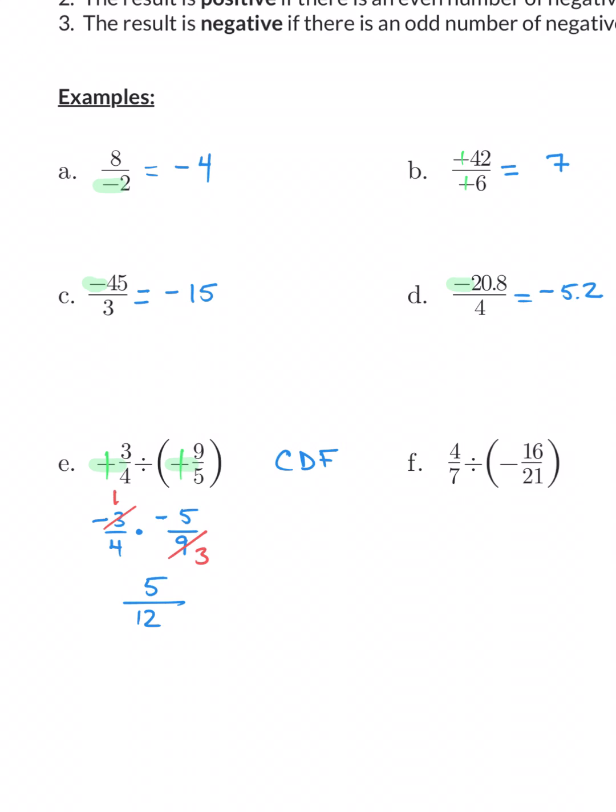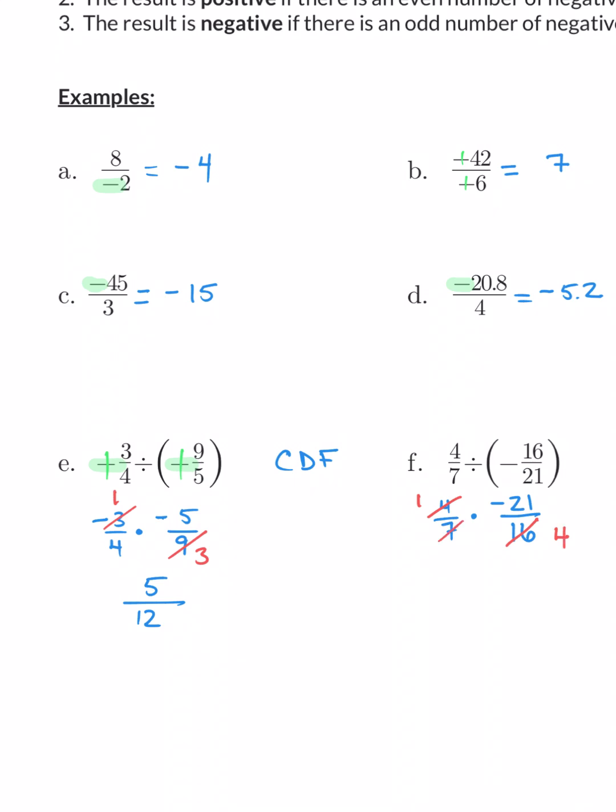For example F, we're going to do the same procedure. I'm going to start with my copy dot flip. I get 4/7, copy the first fraction, dot, flip the second one. I get negative 21/16. I want to cancel common factors. 4 and 16, the greatest common factor for 4 and 16 is 4. If we divide both by 4, I get 4 divided by 4 is 1, and 16 divided by 4 is 4.